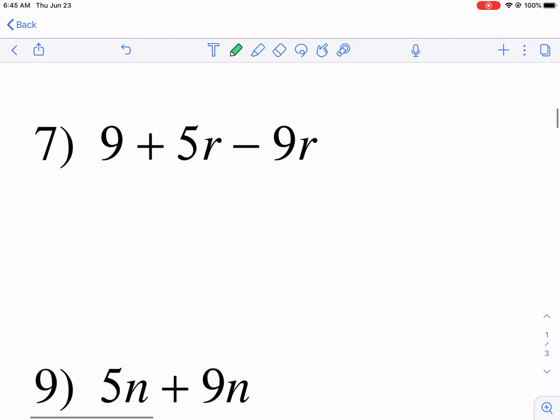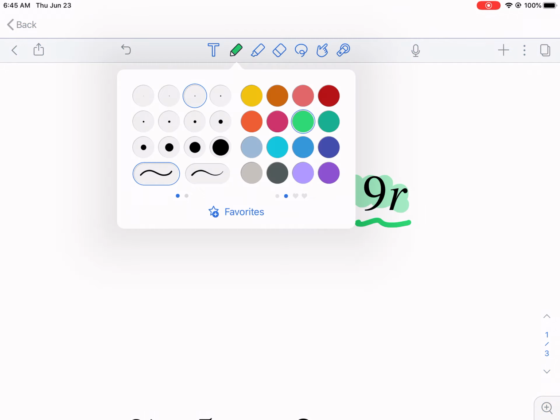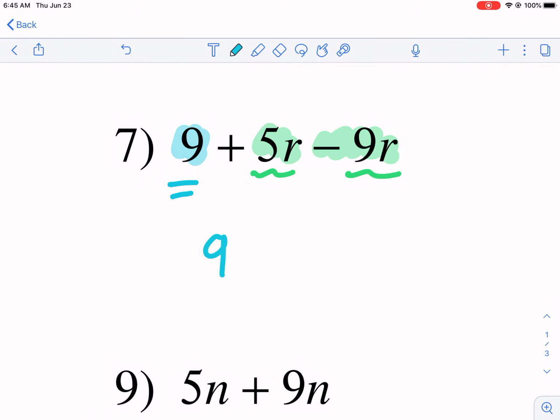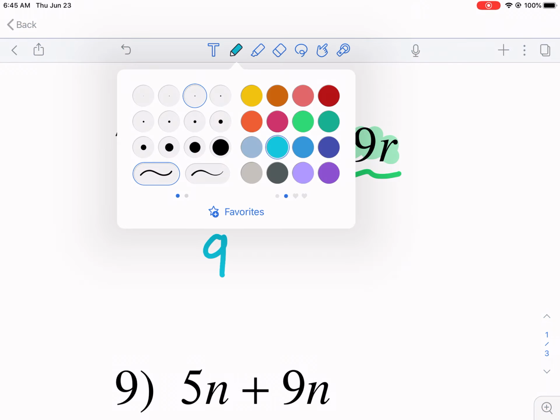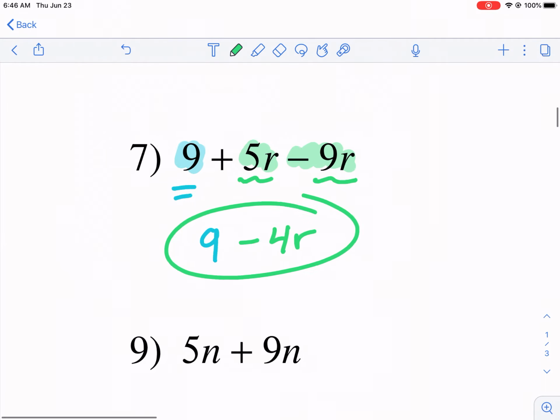Okay, here's one. So here we have my variables. We have two variables here, 5r, and I like to call that negative 9r. And then we have just a regular number, a constant as they're called, and that's 9. So I'm going to have 9. There's nothing left to combine it with. And then I have 5r minus 9r. That gives me minus 4r, and that's my final answer.